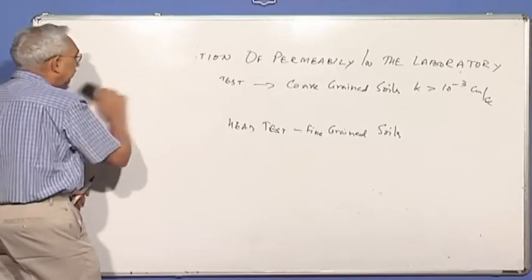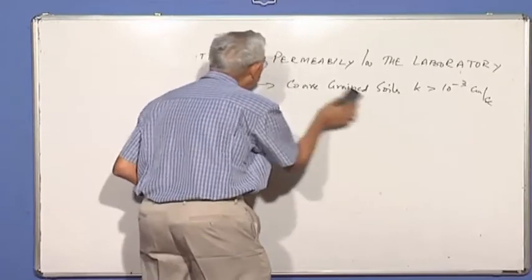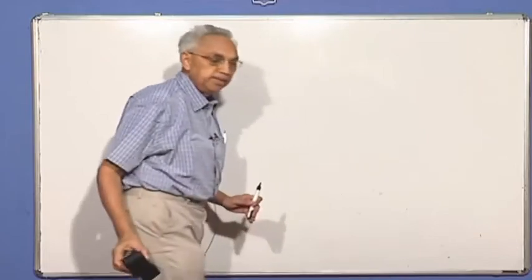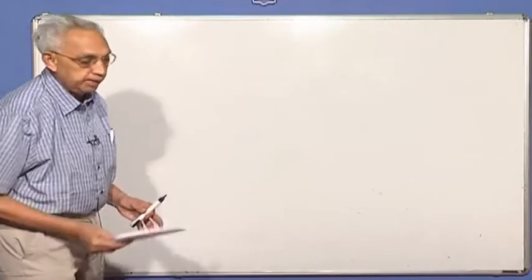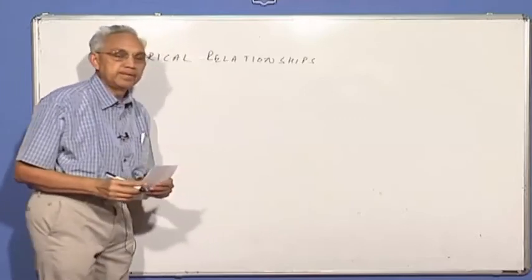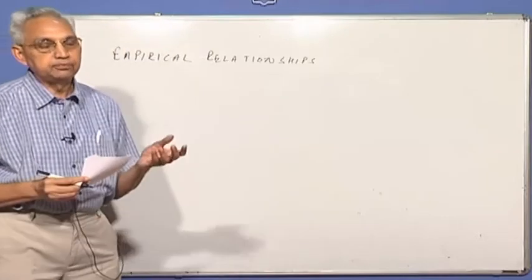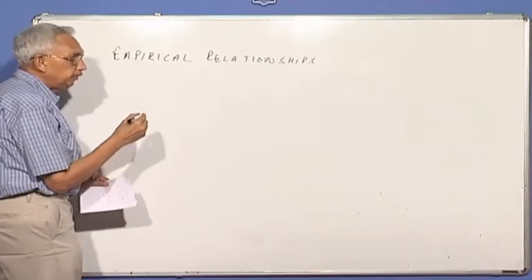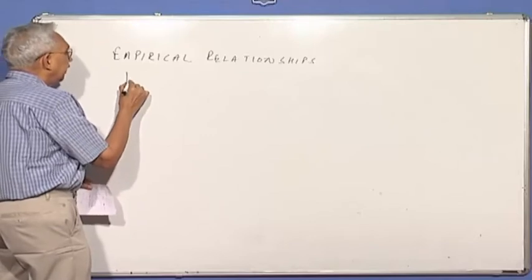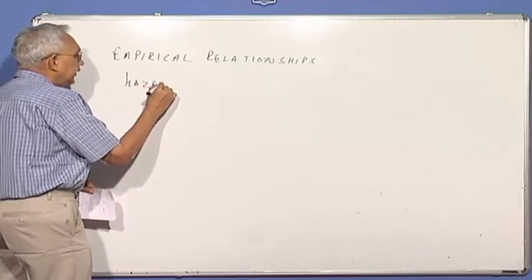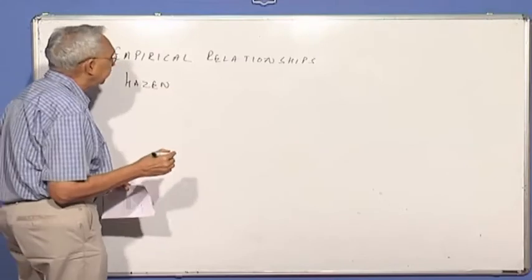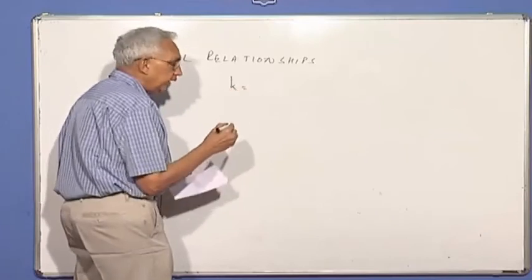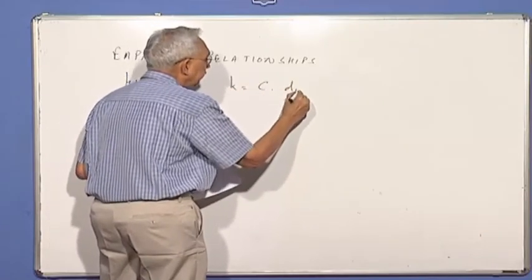What I would like to add now would be, apart from these tests, we have a lot of experience which has been given in the form of what we call empirical relations. What people have done is they have tested a variety of soils, and based on their experience they have given the relationship between various parameters. One of the earliest was given by Hazen, a geotechnical engineer in charge of dams. He was looking at filters, etc. According to him, K is equal to C times D10 square.